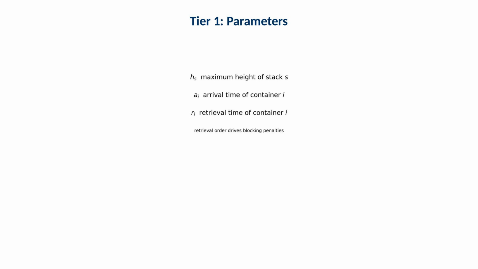This slide lists the parameters used in the model. Parameters capture facts the optimizer must respect, such as stack capacity limits and the timing information for each container. Operationally, parameters are the fixed inputs from planning systems and operational constraints. If the parameters are wrong or missing, the model can look correct while producing plans that fail on the ground.